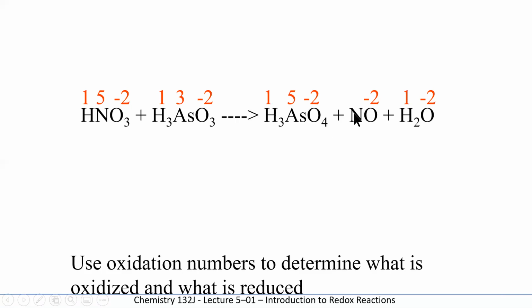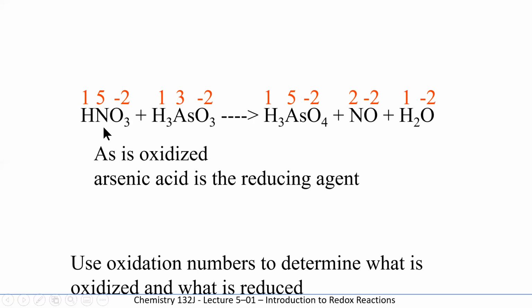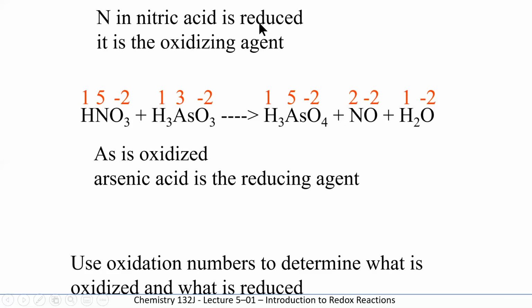And nitrogen in this molecule here, nitrogen monoxide or nitrogen(II) oxide, it's going to have a charge of +2. So we can see again, nitrogen's going from a 5 to a 2. We can see arsenic is going from a 3 to a 5. We've identified since arsenic's oxidation state's going from 3 to 5, in order to become more positive, it has to lose electrons. So arsenic is oxidized, so the arsenic acid is the reducing agent. And the nitrogen and the nitric acid is reduced, so it must be the oxidizing agent, because nitrogen's going from a 5 state to a 2 state. Had to gain electrons to do that.